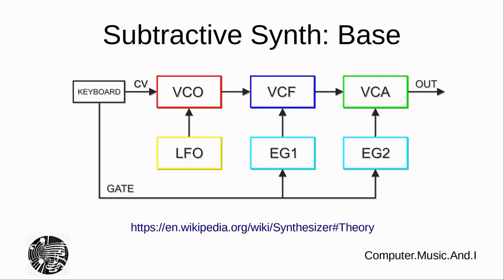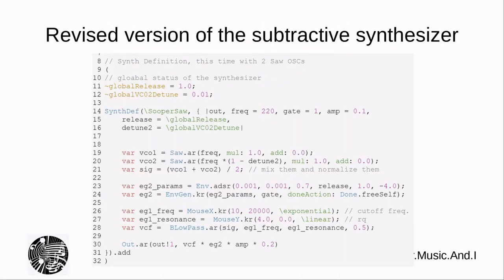So we revised our first synthesizer, and here's the revised version. What we can see, we've got our synth here, quite normal. What we have done is that in line 19 and 20 we defined two saw oscillators, and instead of doing multi-channel expansion, we have these two saw oscillators, and we are just adding them together here.